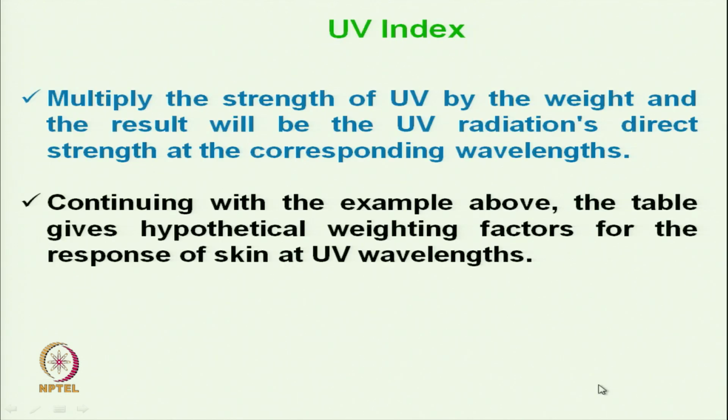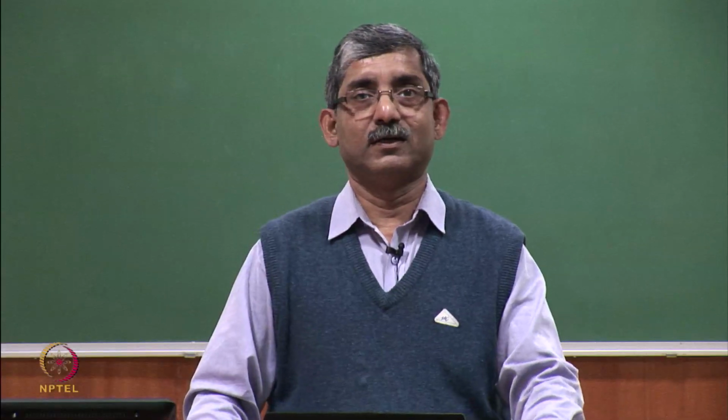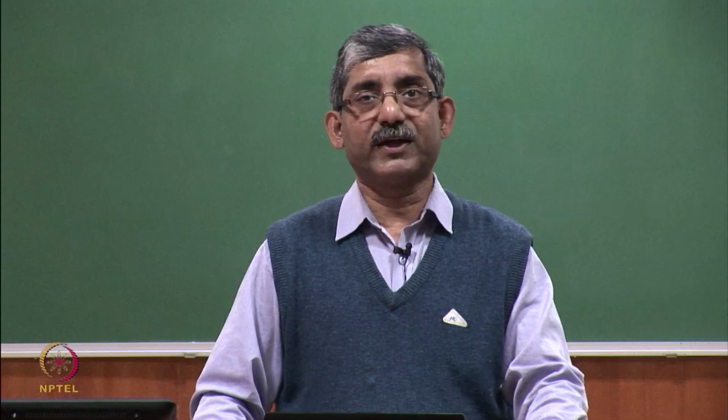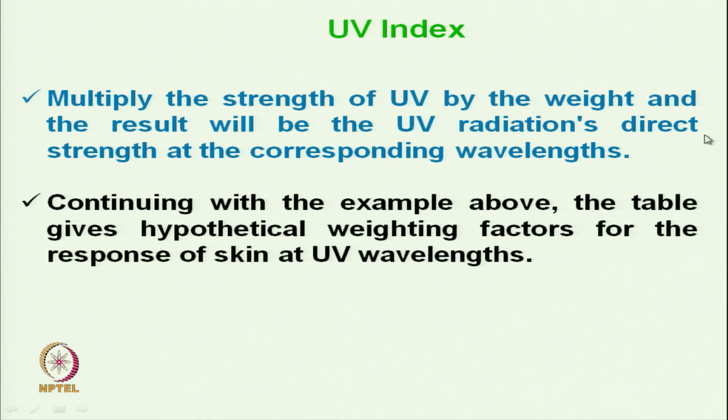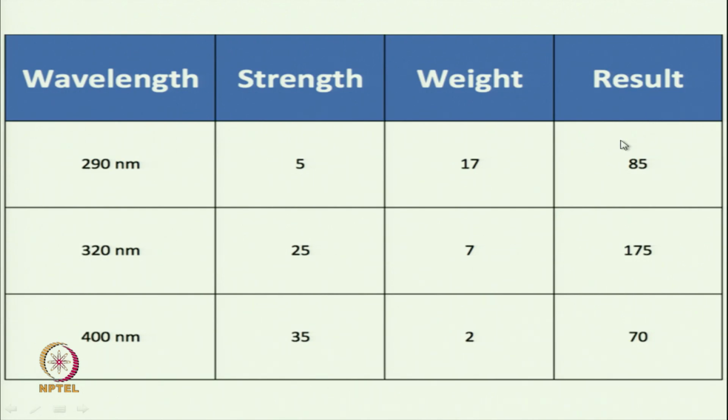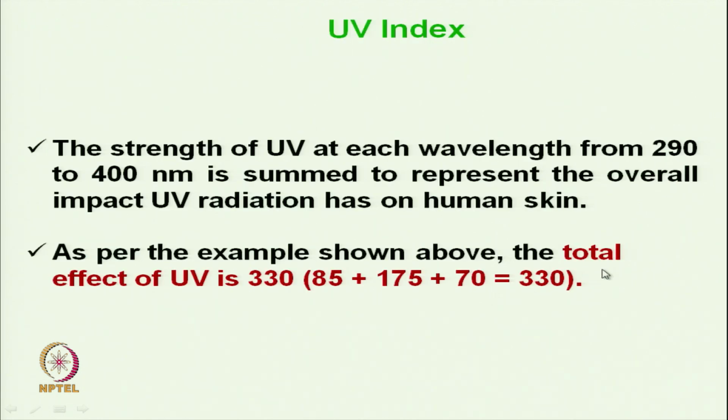After doing so, what do we have to do? We have to add to get the total radiation. So, multiply the strength of UV by weight and the result will be the UV radiation's direct strength at the corresponding wavelength. So, this result is the direct strength of the UV. Say 85 is the direct strength of UV at 290 nanometer, and after that what do we get?